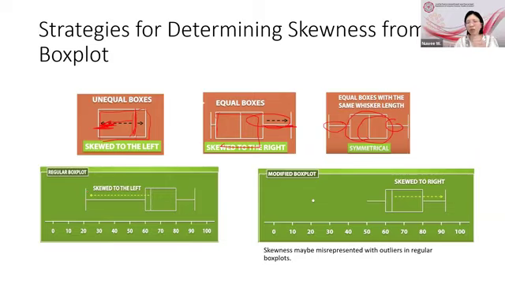So you need to consider two different things: whether the box is symmetrical, and whether the whiskers are symmetrical also. So this, although the box looks like skewed to the right, is actually skewed to the left because of these long whiskers. This is also skewed to the right. There's a long whisker here and also the box here is very skewed.